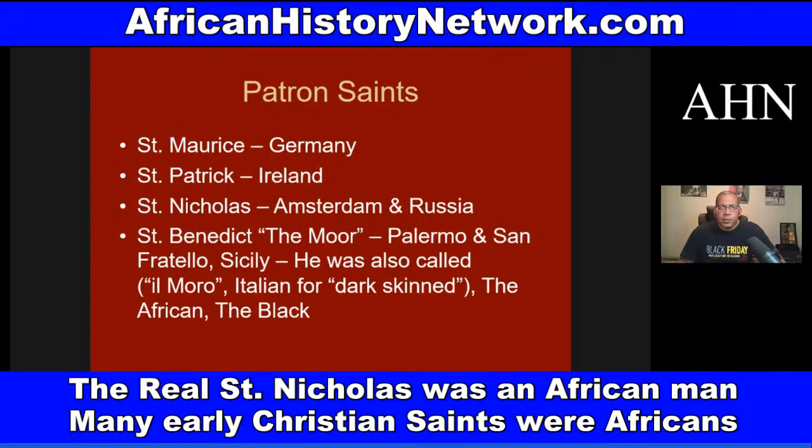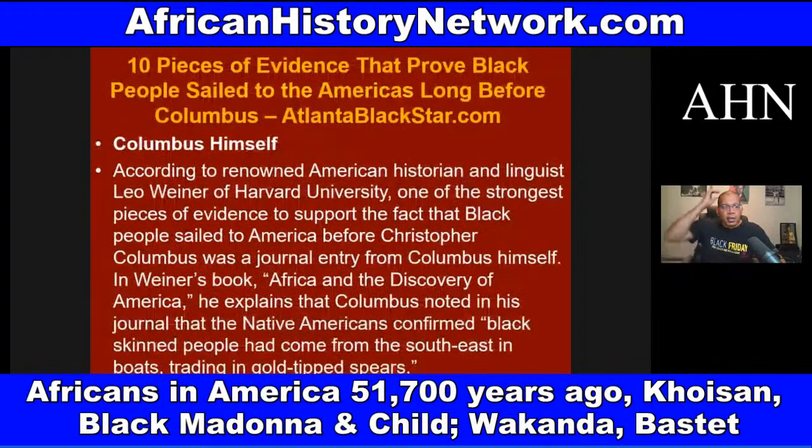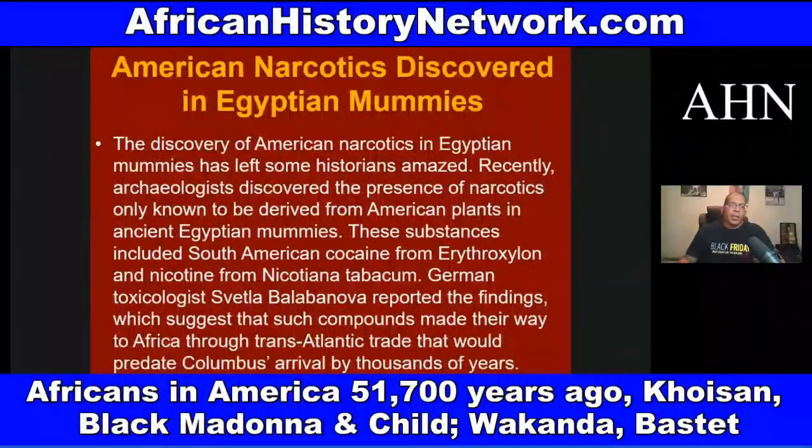All right, so these are just a few things that we deal with in the class. We look at things like evidence that proves that African people sailed to the Americas long before Columbus. We know that there were American narcotics discovered in Egyptian mummies. The discovery of American narcotics in Egyptian mummies has left some historians amazed. Recently, archaeologists discovered the presence of narcotics only known to be derived from American plants in ancient Egyptian mummies. These substances included South American cocaine, ethoxylin and nicotine. German toxicologist Balabanova reported the findings, which suggests that such compounds made their way to Africa through transatlantic trade that would predate Christopher Columbus' arrival by thousands of years.